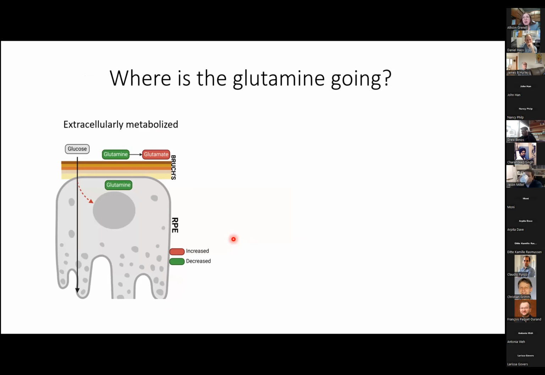Because even when we look at intracellular glutamate enrichment, it's already decreased there. So I'm wondering if somehow the glutamine is being metabolized extracellularly to glutamate, and then it isn't even getting into the cell, or it's going in really quickly and getting exported really quickly. So I've been trying to think about that.